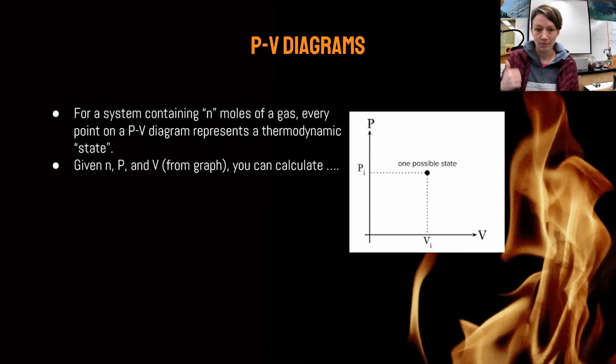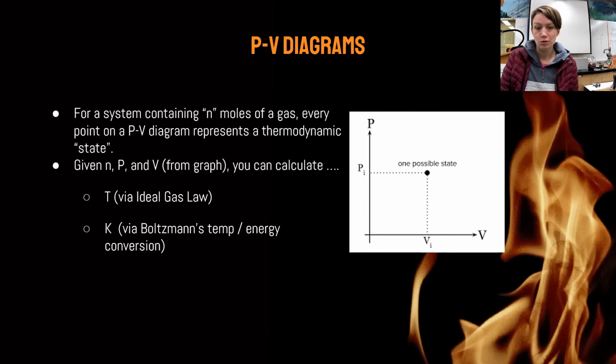So if you're given n in the problem, and you can pull P and V off of the graph, you can figure out lots of stuff about that system. You could figure out temperature because you can use the ideal gas law: PV equals nRT, and we know everything other than T, so you can find the temperature. If you know the temperature of a gas, you can figure out the average kinetic energy of the gas molecules using Boltzmann's temperature-energy conversion. Once you know the kinetic energy, if you know what kind of gas it is, then you can figure out the average velocity using the kinetic energy equation.